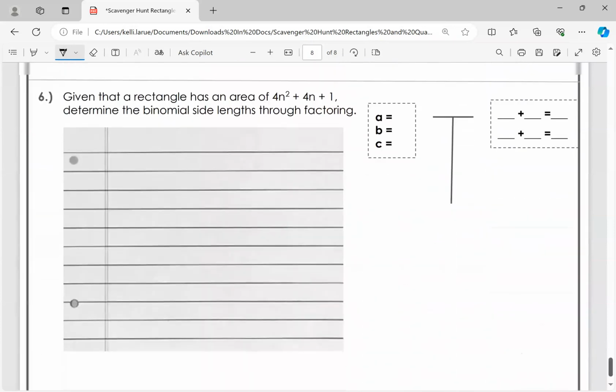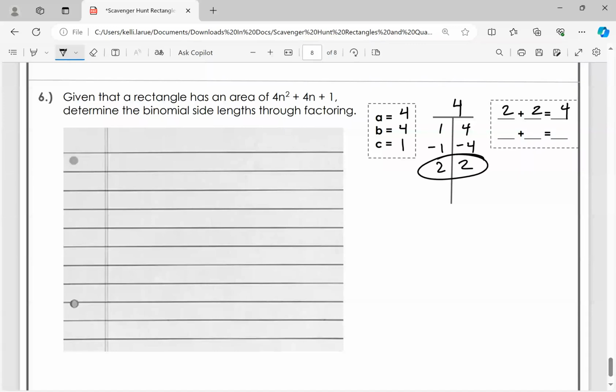Okay, one last one. Here we have 4n squared plus 4n plus 1, and we are determining those binomial side lengths. A is 4, B is 4, and C is 1. We want factors of A times C that add to B. Okay, so there those factors are. We know that 2 plus 2 equals 4. So 2n plus 2n equals 4n. We're going to use this fact to rewrite our b term. So we're going to have 4n squared plus 4n plus 1. I just copied down my original problem. Now I'm going to use this fact over here to rewrite our b term. So 4n squared plus 2n plus 2n plus 1.